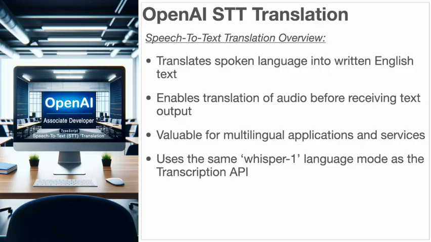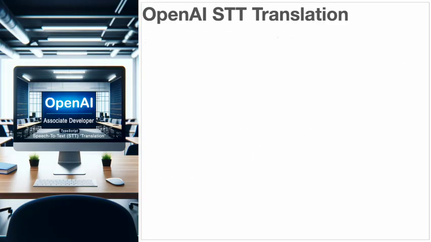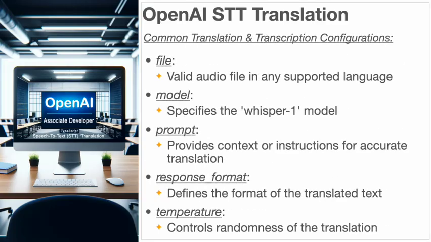Recall that the configuration properties we set are to guide the model's behavior, and if the model is the same, the configuration properties will also be the same. It is for this reason that the configuration properties for the Transcription and Translation API are nearly identical. With that said, let's briefly go over how the configuration properties are used in the Translation API.